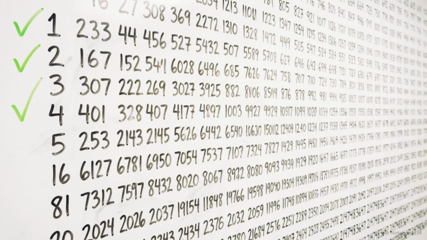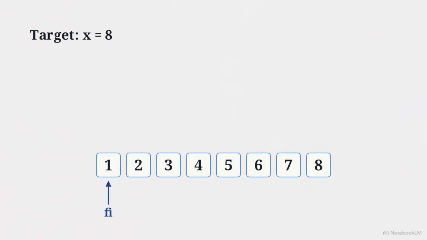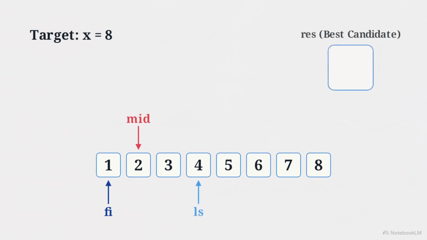Because the search space is mathematically sorted, we don't have to check every single number one by one. We can skip that slow approach entirely and use a highly efficient binary search. To set this up, we need 3 standard pointers, first on the left, last on the right, and mid in the center. We also need an empty variable called res to hold the best candidate we find along the way.